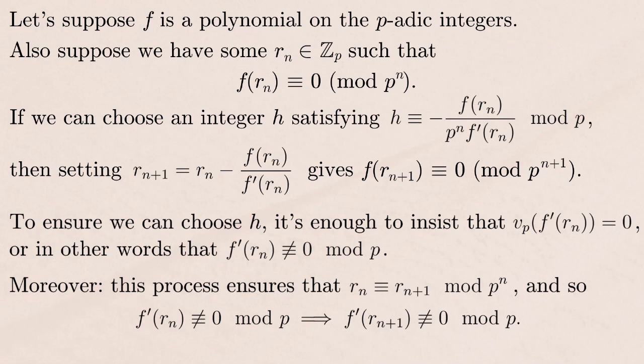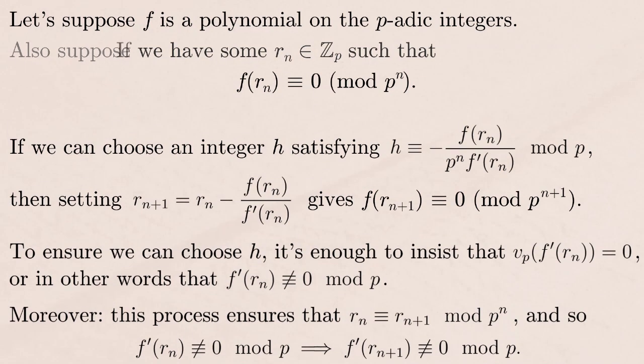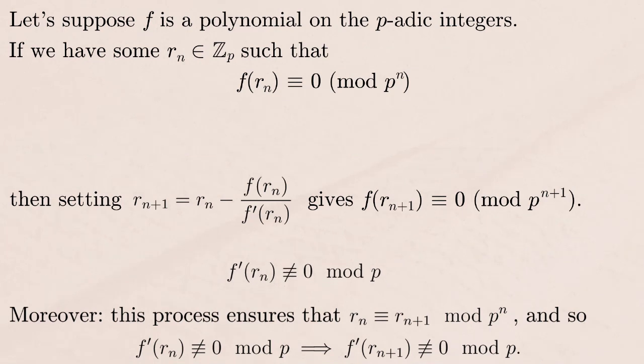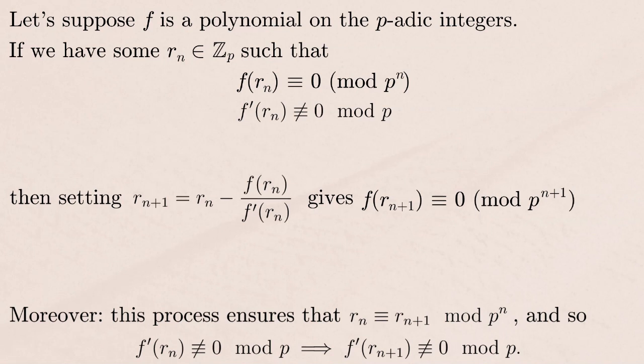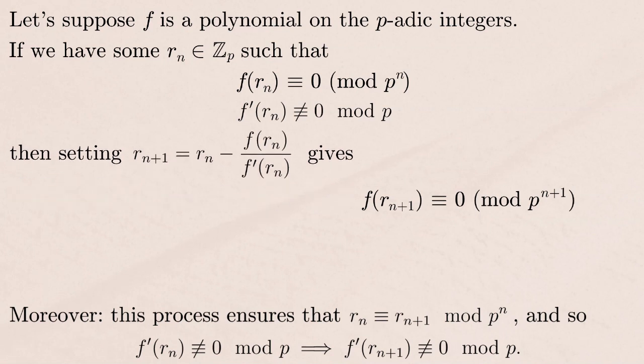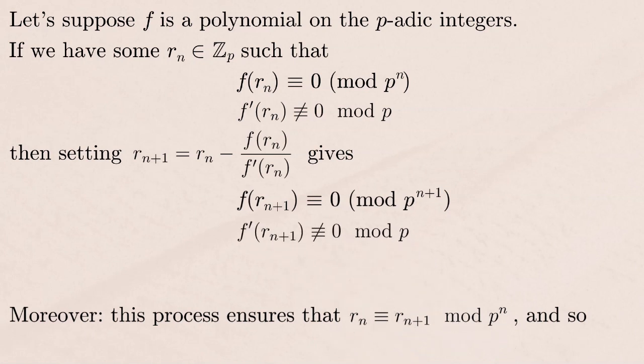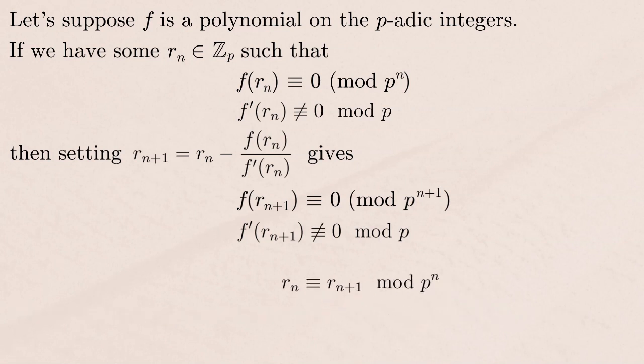So here's what we have. If we have some Rn in Zp, which is an approximate root to f, accurate to n digits, and the derivative of f at that point is non-zero mod p, then our iterative formula from earlier gives us an Rn+1 in Zp, which is an approximate root to f, now accurate to n+1 digits, and the derivative at Rn+1 is also non-zero mod p. If I take Rn+1 and I reduce it mod p to the n, I get back to where I started.